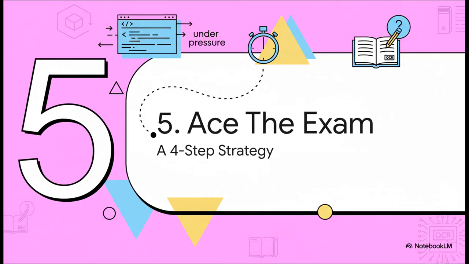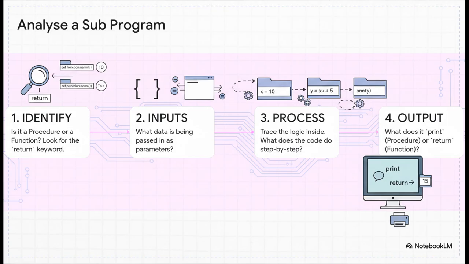Okay, so we've covered all the theory. But how do you actually apply this stuff when you're under pressure in paper 2? What you need is a clear, repeatable strategy for breaking down any question that involves subprograms in that OCR exam reference language. And here it is, a 4-step strategy you can use every single time.